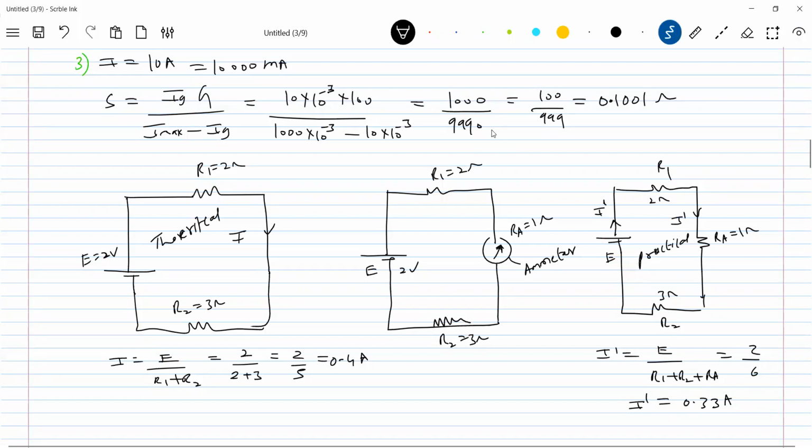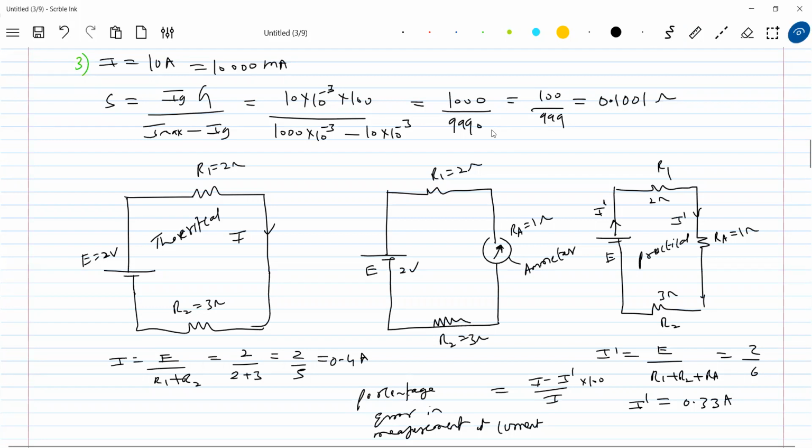So what is the error now? We will calculate the percentage error. Percentage error in measurement of current, how much should it be equal to? I minus I dash by I into 100%. Then you get the percentage error in measurement of current. So you calculate this. You can see the error is large. So tell me how to minimize this error. The only alternative available is to pick up an ammeter of very low resistance.